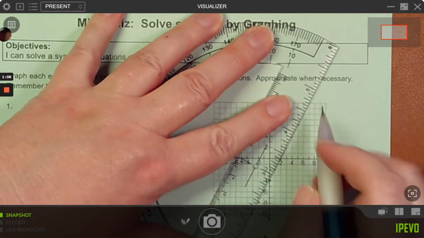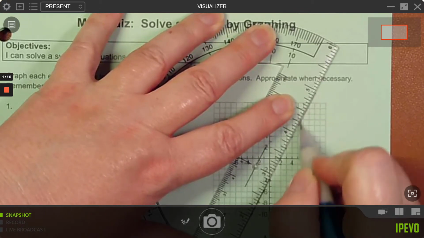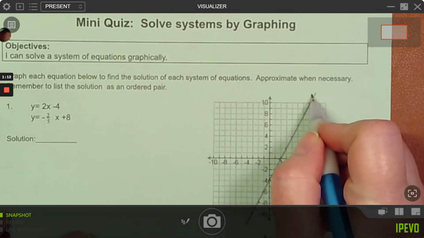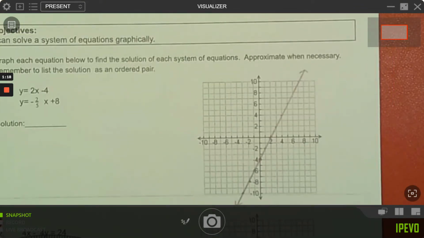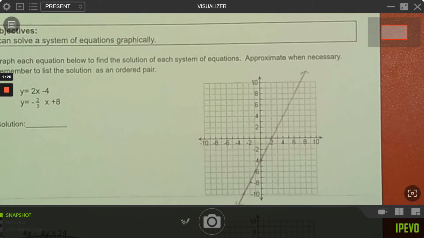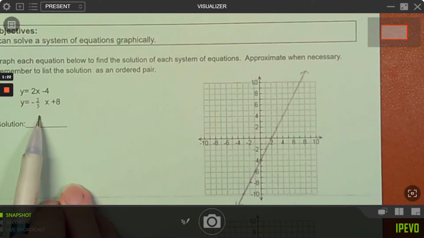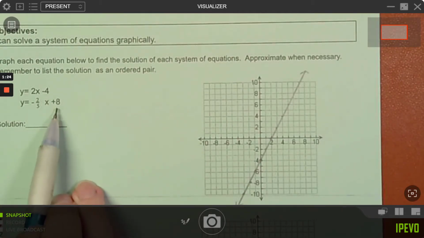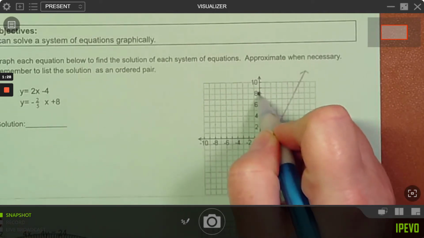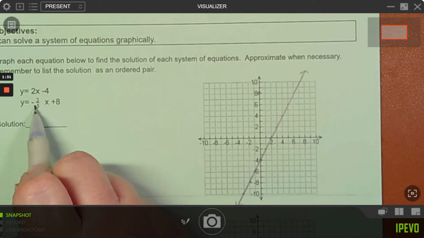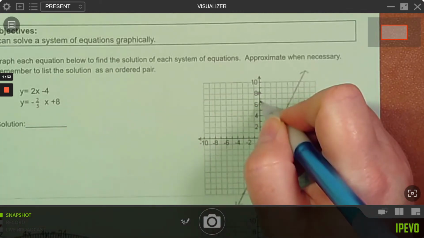So we'll graph our first line, and remember, we don't know where the two lines will intersect, so we want to make sure we're extending our line all the way to the edges of the graph. It's just good practice. And then y equals negative 2/5 x plus 8. Our y-intercept is 8. This slope is negative, we see, and it's 2/5. So down 2, right 5.